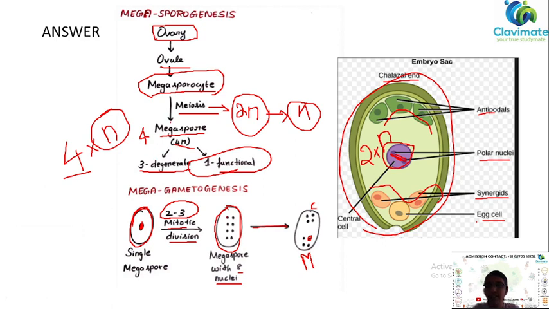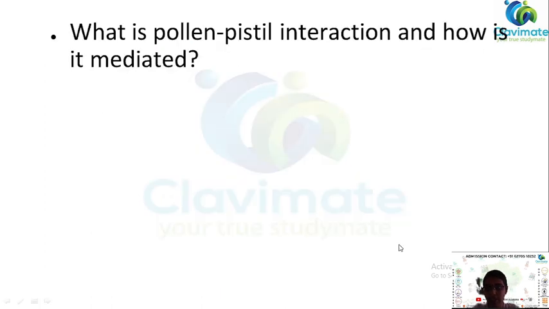It starts from the megasporocyte, which is present in the ovule, and the ovule is present in the ovary. So how does this megasporocyte become a single megaspore, and how does this single megaspore form an embryo sac? This is the process you have to write, okay.